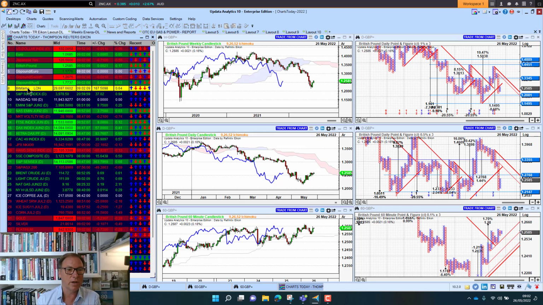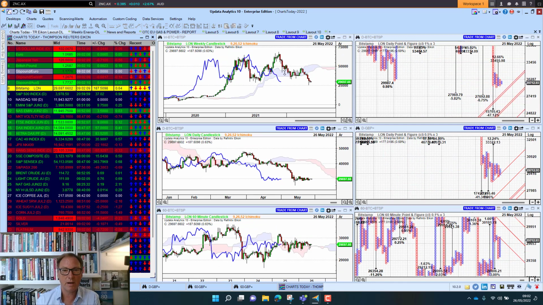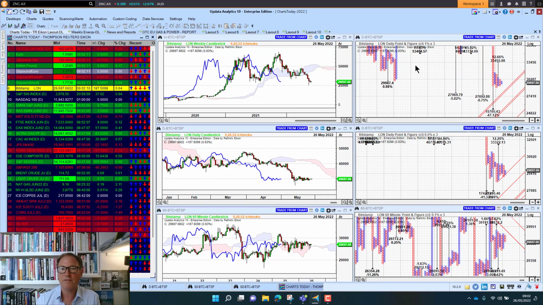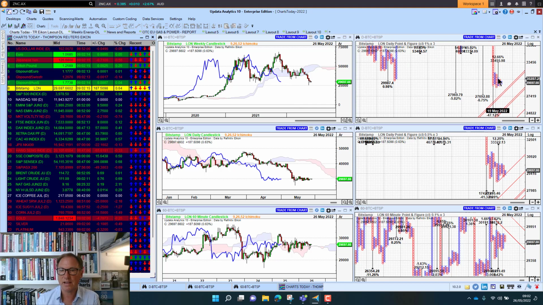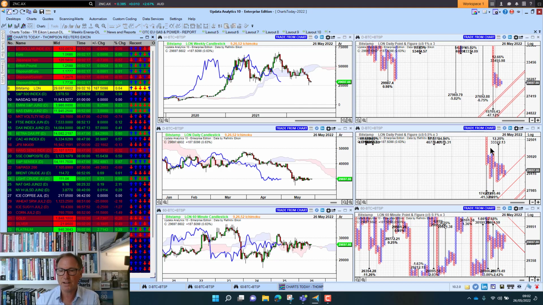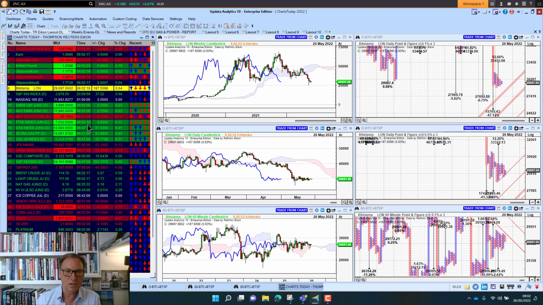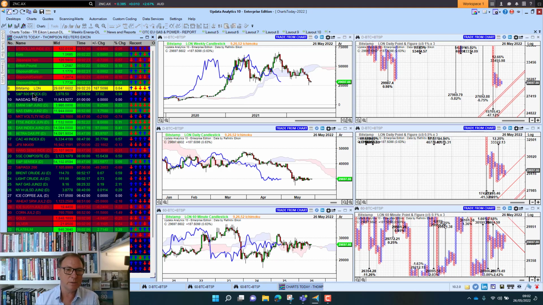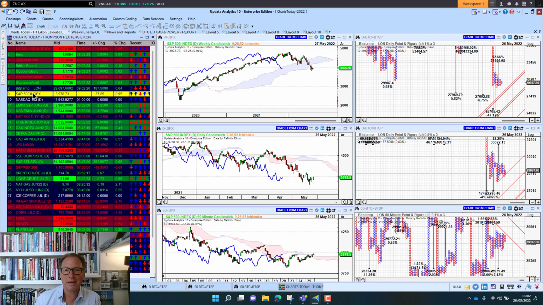Taking a look at Bitcoin, we're still stuck below the $30,000 mark. Back below the cloud on that weekly, we deactivated the upside target to 83,000. We've now got targets down to 15,000, 17,000. So not looking good for cryptocurrencies. The S&P 500 index recovered 1% last night.